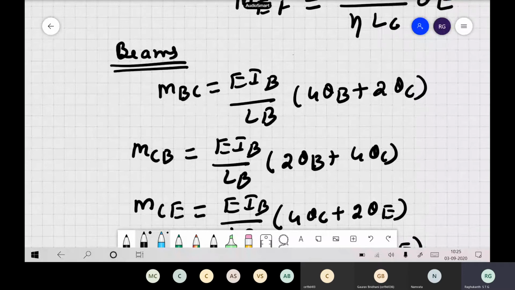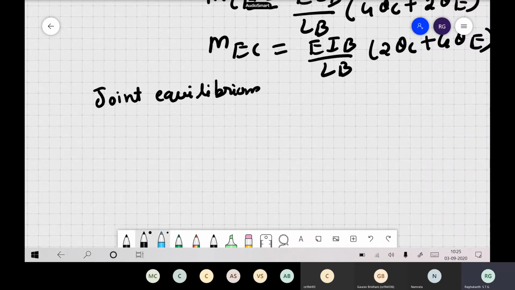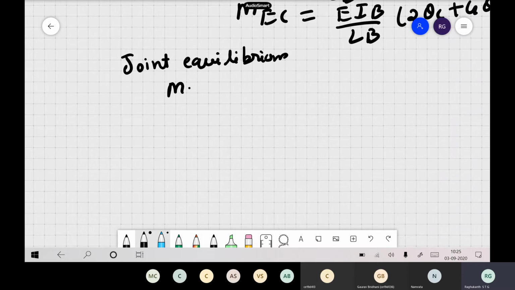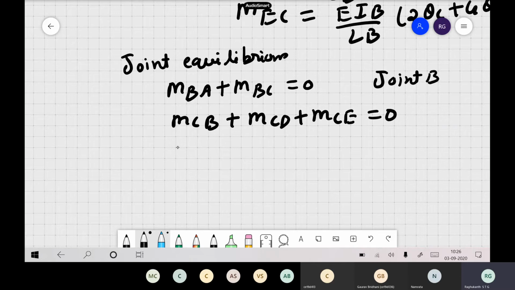Now we have written the slope deflection equations for the columns also, and now we will write our joint equilibrium. There are only 3 unknowns. Now at joint B, that is MBA plus MBC is equal to 0. So this is for joint B. Now similarly you have to write for joint C and joint E. So MCB plus MCD plus MCE is equal to 0. So this is another one. Now the other joint, MEC plus MEF is equal to 0.